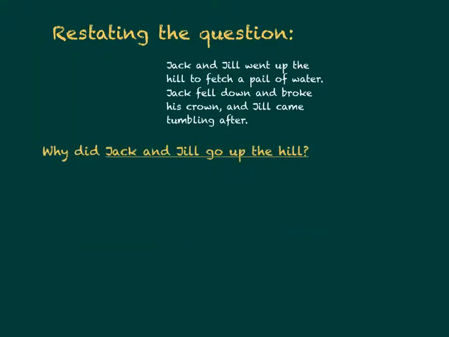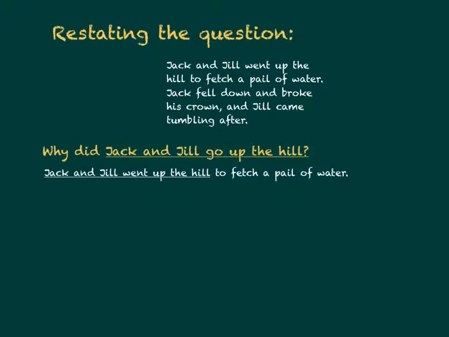We're going to begin with restating the question. We'll use the nursery rhyme of Jack and Jill as our example text for this part. Our first question is, why did Jack and Jill go up the hill? Easy one, right? To fetch a pail of water. Duh. But this response does not restate the question.